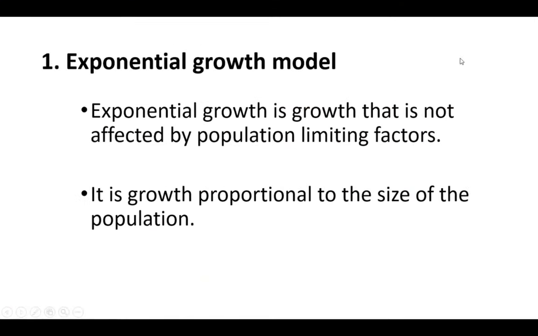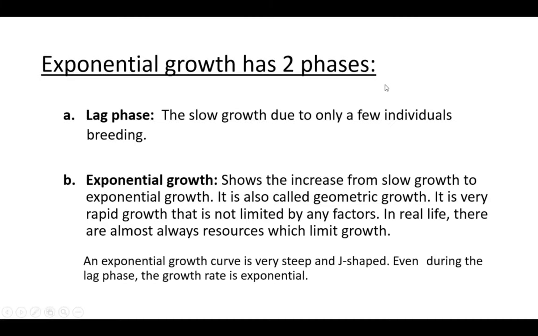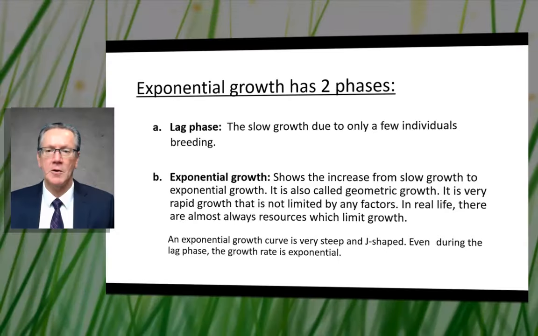Exponential growth model. Exponential growth is growth that is not affected by population limiting factors. It is growth proportional to the size of the population. Exponential growth has two phases. The lag phase is a slow growth due to only a few individuals breeding. And exponential growth. It shows the increase from slow growth to exponential growth. It is also called geometric growth.